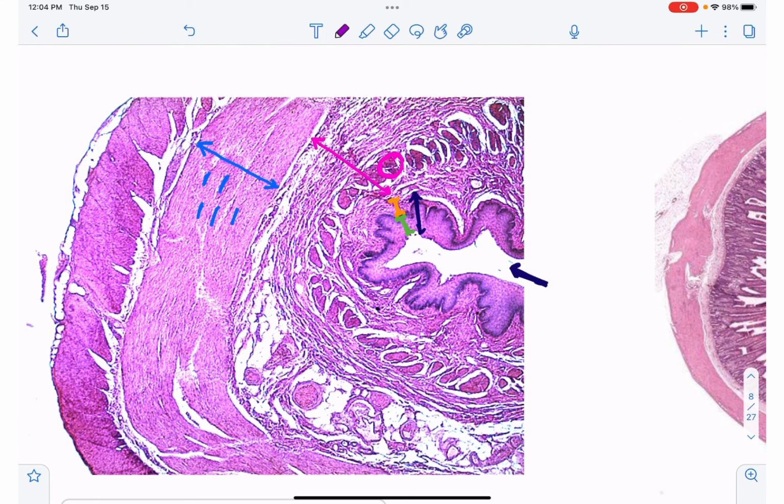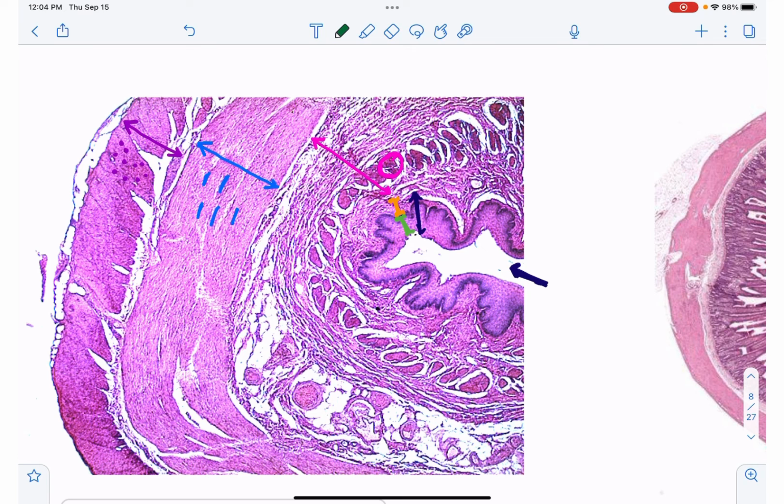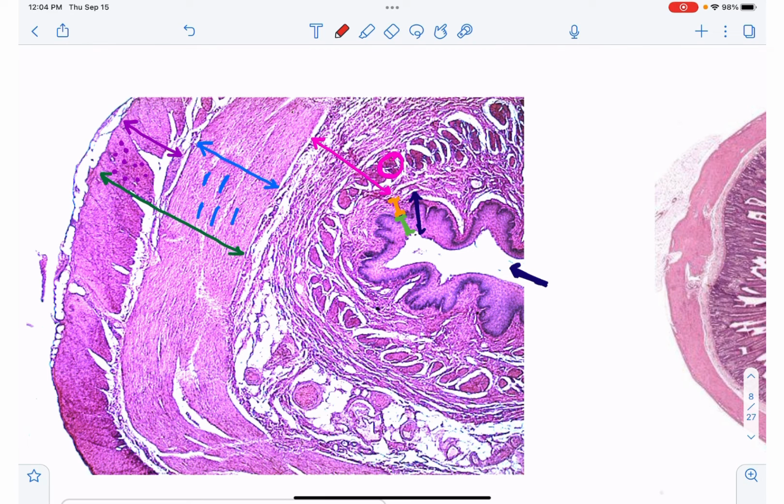And then after that, this is the outer longitudinal layer. And if we were to have a close-up view, you would see little cross sections of smooth muscle cells because those muscle cells are running longitudinally and they just got cut by this cross section. So this entire area right here represents the muscularis externa.